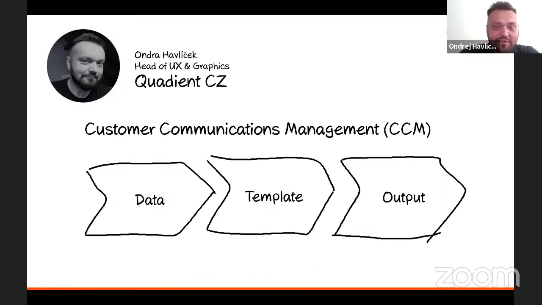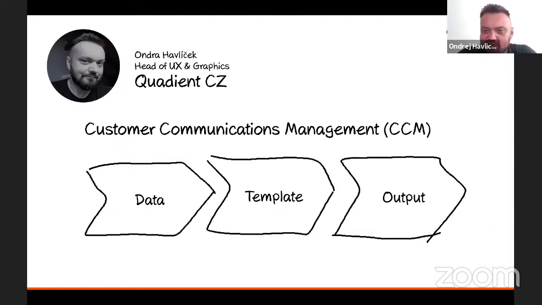So we are a software company, and we create software for enterprise customers mostly. So our field of expertise is customer communications management. So it means that our customers are companies like enterprises, big companies, banks, insurances, utility companies, who for some reason need to send communications to their customer. Communications like invoices, account statements, so on and so forth.